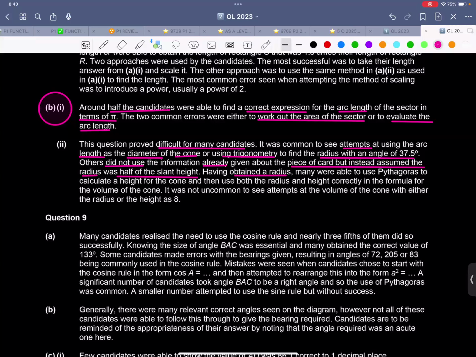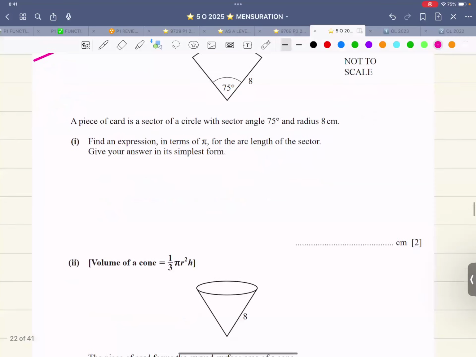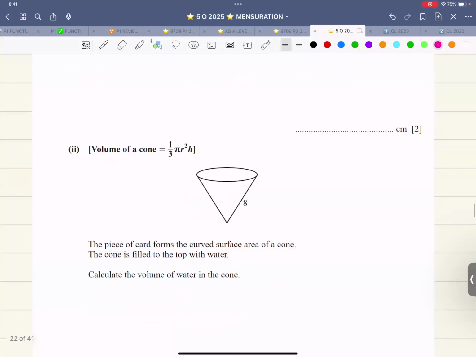Having obtained a radius, many were able to use Pythagoras theorem to calculate the height of the cone, and then use both the radius and the height correctly in the formula for the volume of the cone. It was not uncommon to see attempts at the volume of the cone with either the radius or the height as 8. So these are all the mistakes that we are talking about. The way that we did it, that was the perfect way of solving that particular question.